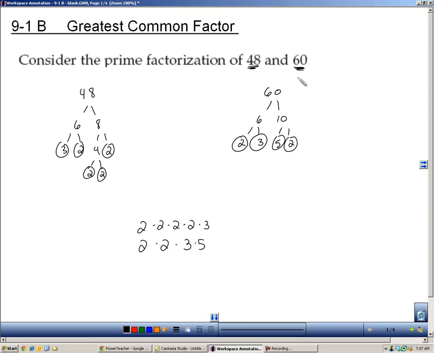One of the ways you can solve for that is you can list the prime factorization and then circle values that are in common. So if we look here, these two factorizations have a 2 in common, they have another 2 in common, and they have a 3 in common. So you're going to take those values, 2 times 2 times 3, and multiply them. Well, 2 times 2 is 4, times 3 is 12. So we say that the greatest common factor, or the GCF, of 48 and 60 is 12. That means that 12 goes into 48 and 12 goes into 60, and it's the biggest number that goes into both.